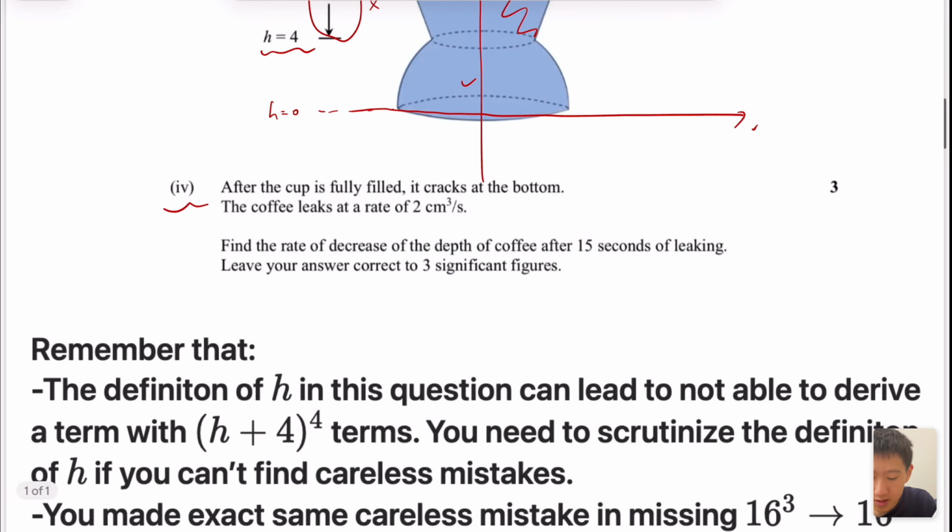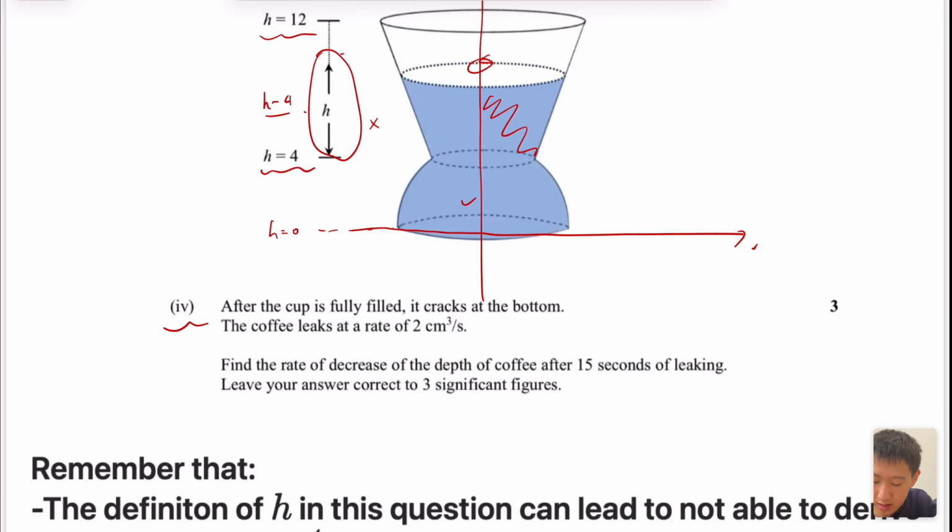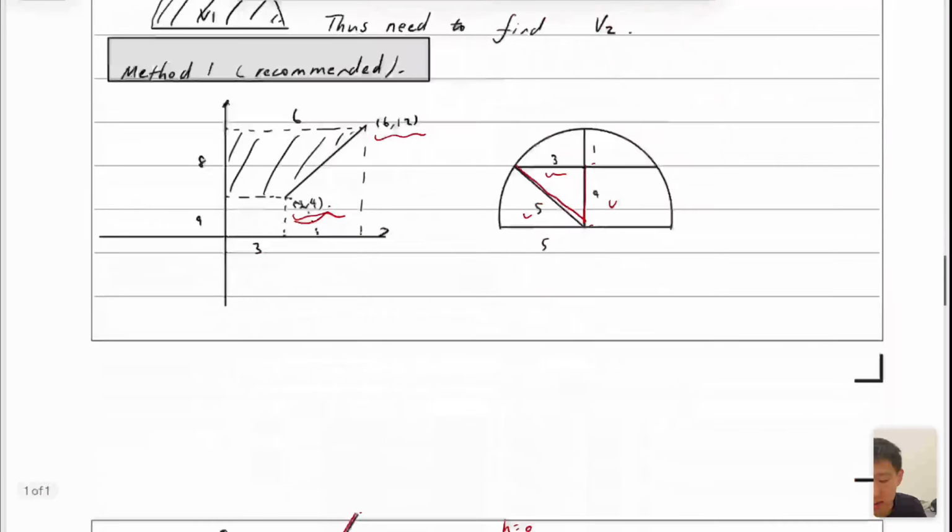Last one: after the top cup is fully filled, it cracks at the bottom, and the coffee leaks at a rate of this. So what's the rate of decrease after 15 seconds of leaking? It's another related rates question, and this is a very algebra heavy question, but it's not hard. So let's see how we do it.